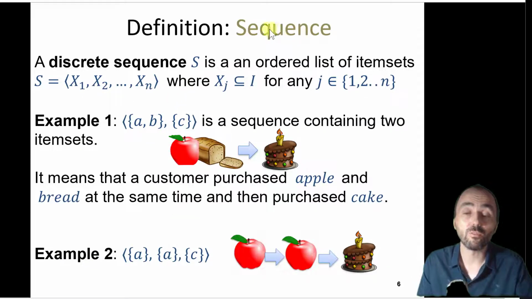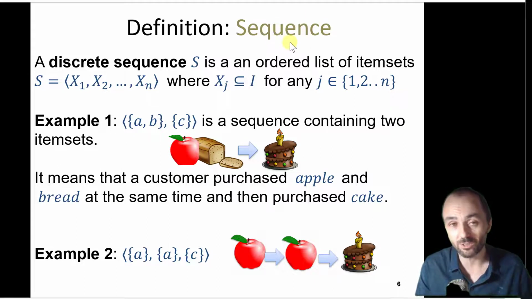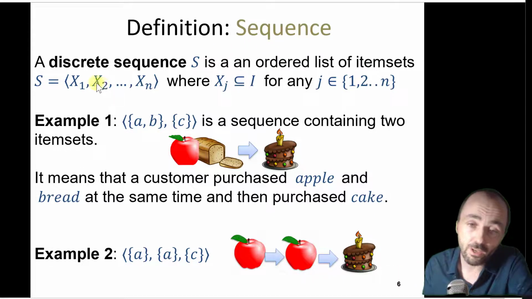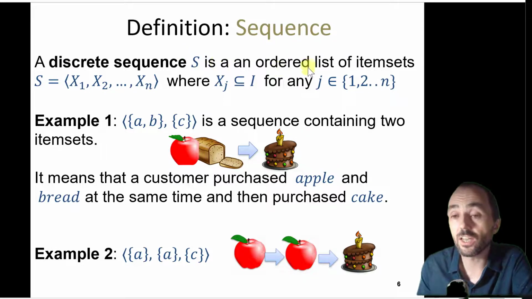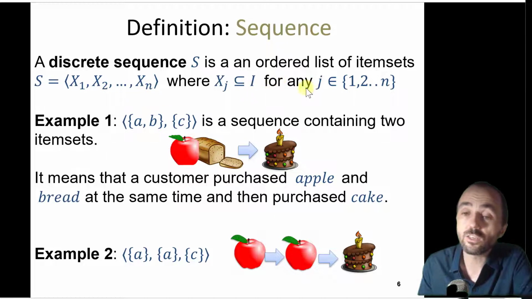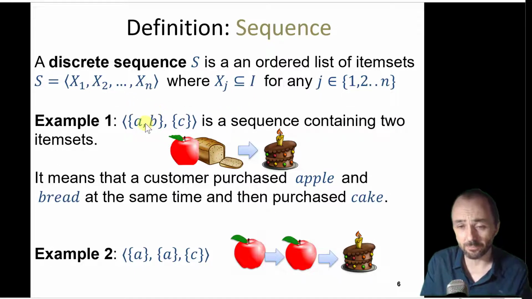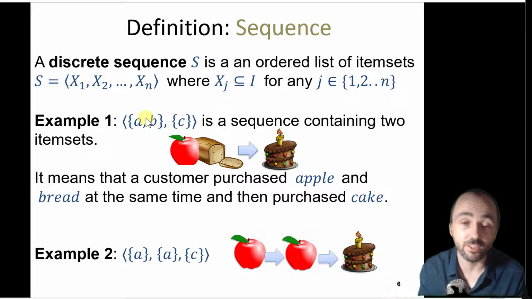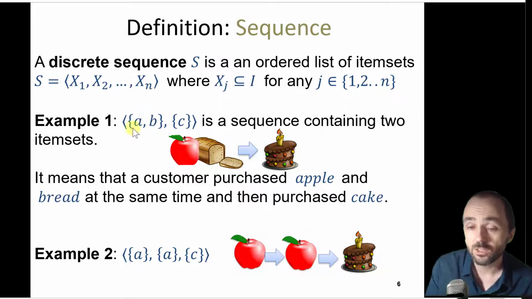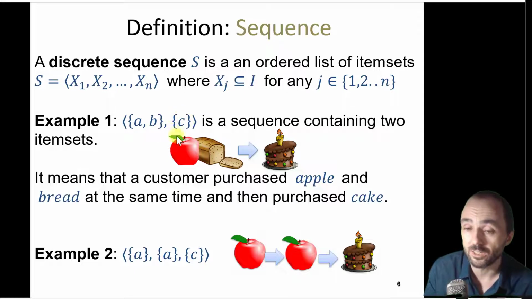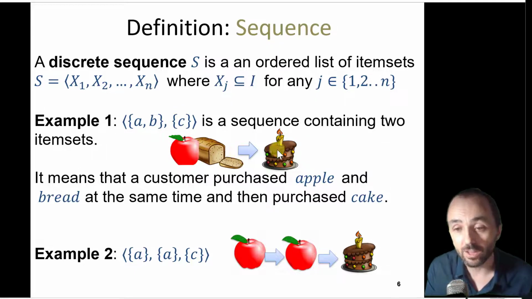So now, formally, we will define what a sequence is. I explained already in the introduction, but now I want to give a more formal definition. We say a sequence S is an ordered list of itemsets x1, x2 to xn, where each of x1, x2, xn is a set of items, a subset of I. Let's look at an example to make sense of this. We have a sequence: A, B, meaning apple and bread together, followed by C. That means if you buy apple and bread, then you will buy the cake.